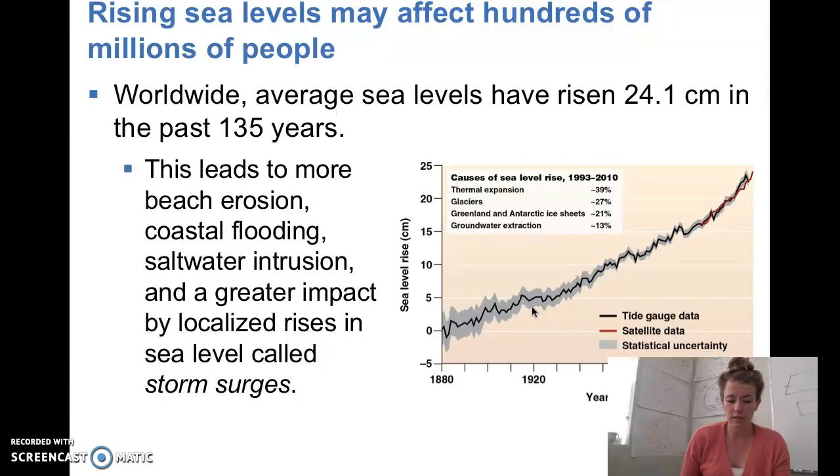So we talked about rising sea levels, and these rising sea levels may affect hundreds of millions of people. Across the planet, sea levels have risen 24.1 centimeters in the past 135 years. So that's almost a foot, just shy of a foot. This leads to more beach erosion, coastal flooding, saltwater intrusion, and a greater impact by localized rises in sea level called storm surges. Storm surges are temporary and localized rise in sea level generated by a storm, and the higher the sea level is to begin with, the farther inland a storm surge can reach.